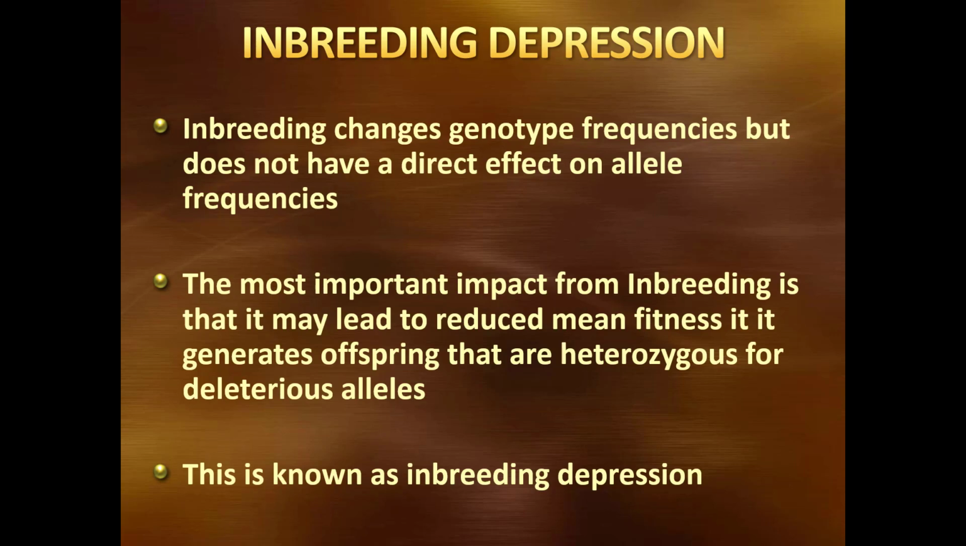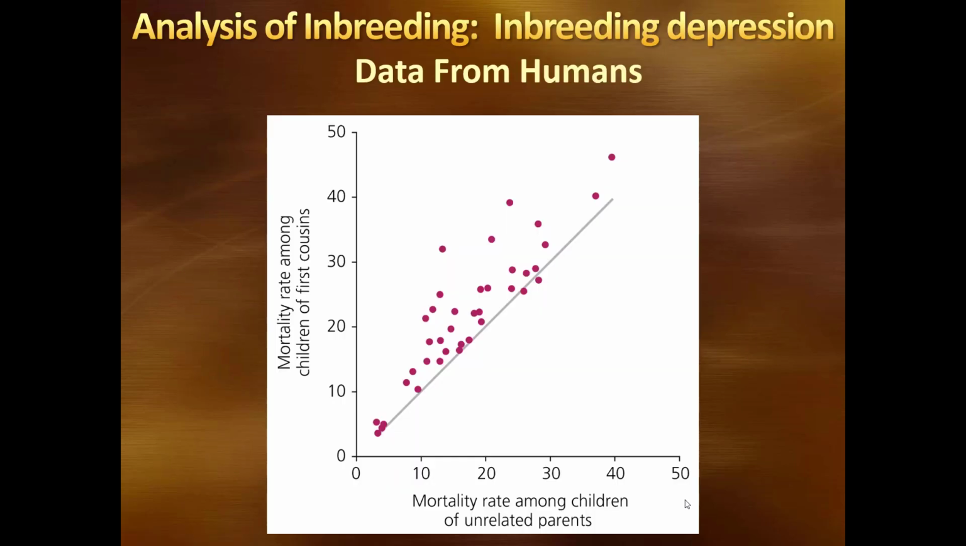Well, if you think about inbreeding, you're more likely to end up with 2 copies because you're mating with individuals that share similar genetic backgrounds. So you're more likely to get those 2 copies. So since those genes are often associated with disease, inbreeding gives rise to lower fitness, which we call inbreeding depression. Here is some data from humans that illustrate inbreeding depression.